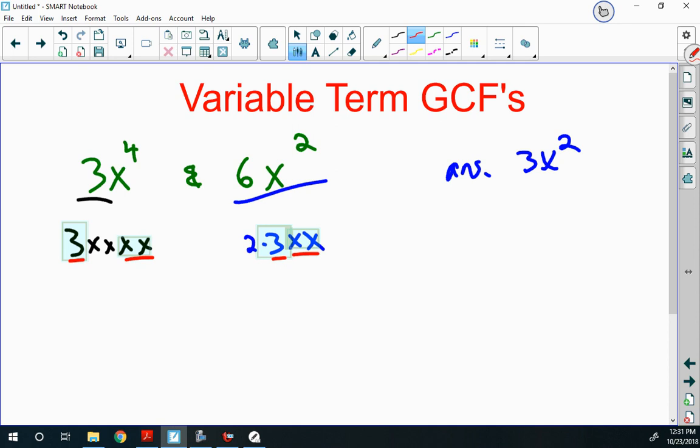This is a really difficult concept. If you can get this, you got 1/3 of factoring. You can put a big check in a box. This is probably one of the top 3 most important things of factoring, is being able to find a GCF.